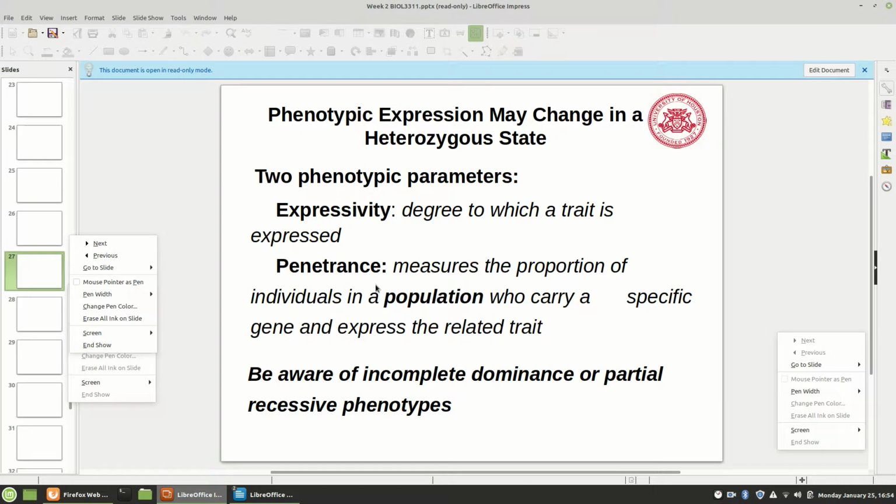Penetrance is a different idea. This has to do with the population, not one individual. This has to do with what proportion of the individuals actually showed the trait. And this is because expressivity can be very low. So if expressivity is very low, they may have the trait, but it actually isn't showing up. So there is not strong penetrance.